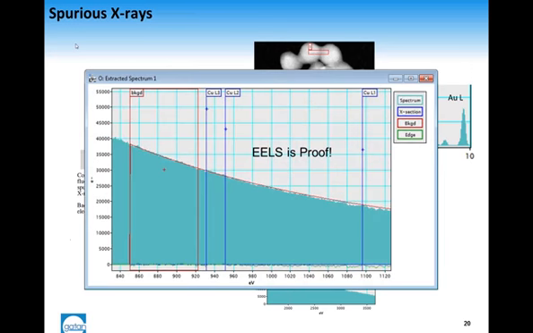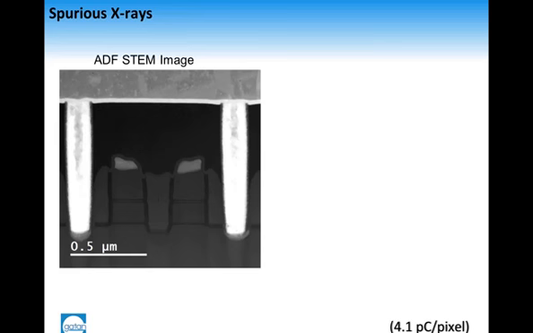So again, this is to show the spurious X-rays. This is something that you have to take into account, especially if you want to detect a sample that contains copper. So you might want to switch to a different grid.